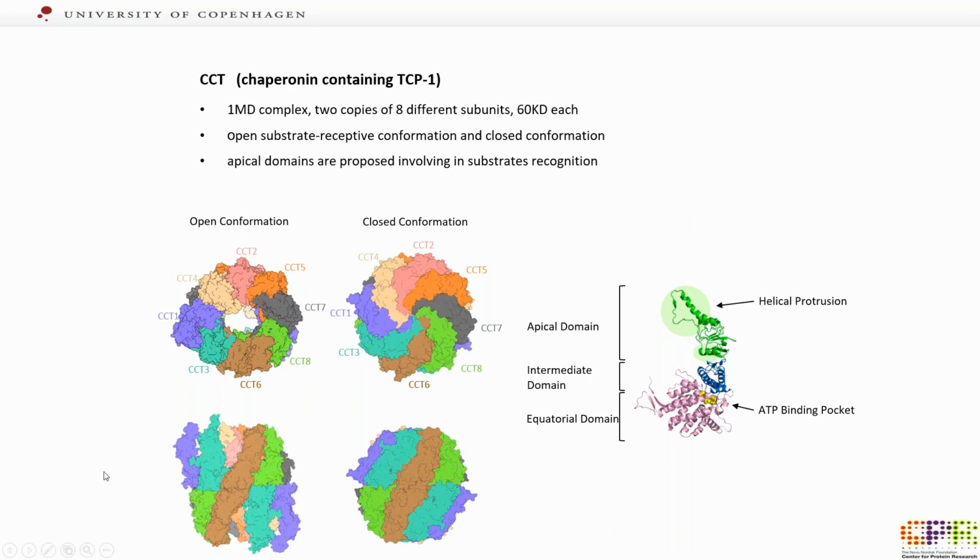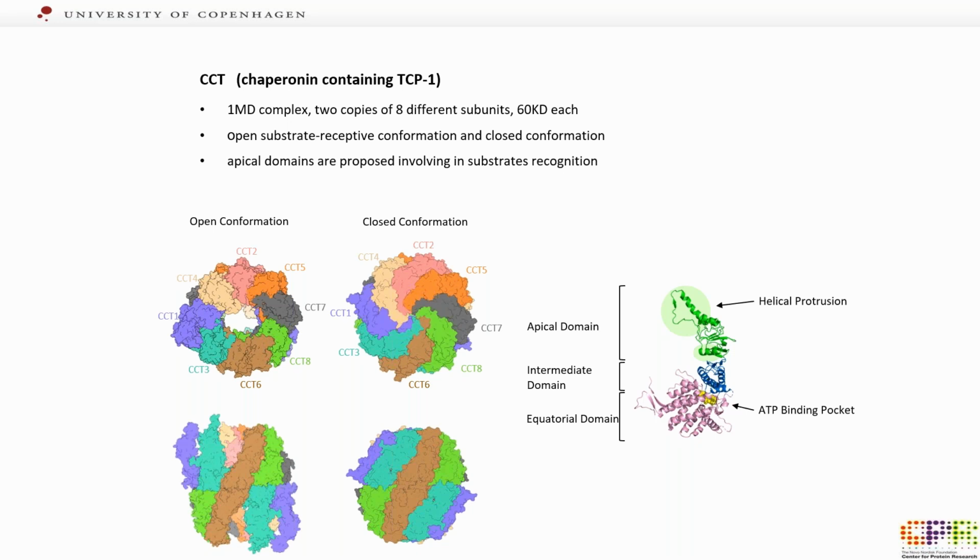CCT is a 1 megadalton complex composed of 2 copies of 8 different subunits. The 8 different subunits form a ring, which you can see in the figure, and 2 rings are stacked back to back, forming 2 cavities where the folding process takes place. And CCT switches from the open, substrate-receptive conformation to the closed, substrate-capture conformation, powered by ATP hydrolysis.